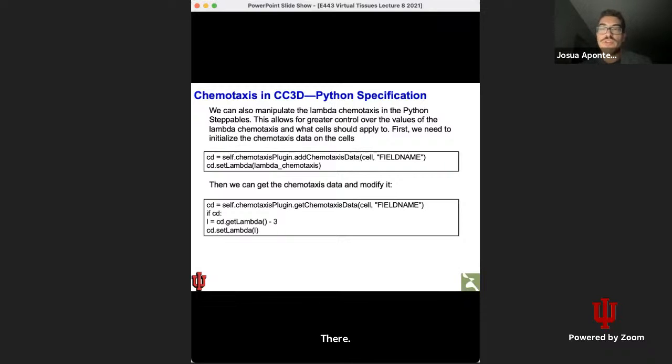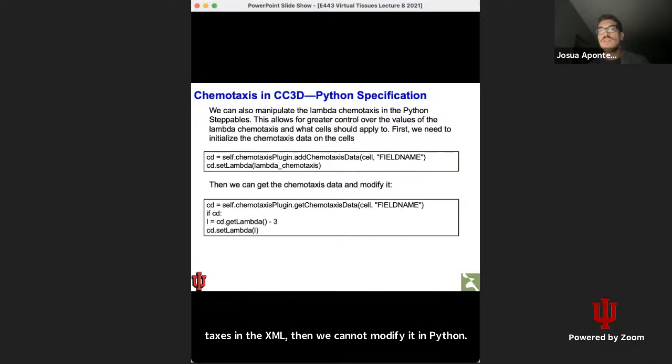So we also have the option, and this is a recurrent theme, by using Python specifications, we will have better control over some of the model parameters, and we're also able to change them dynamically. And we've seen that with increasing the target volume, right? If we specify it in XML, then we are unable to change it in the Python step, and we are unable to make our cells grow. Same with chemotaxis. If we specify our chemotaxis in the XML, then we cannot modify it in Python.